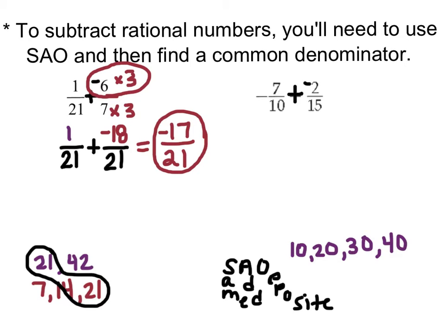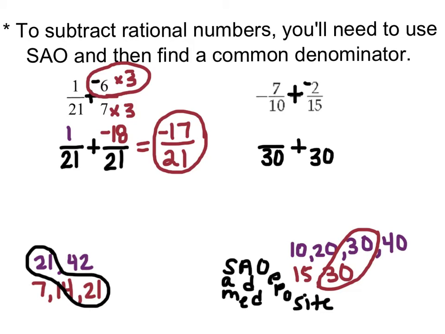And then we're also looking at multiples of 15. Looks like I can stop there because I see that I have a 30 for both the 10 and the 15. So let's set up our new fraction with our 30s in the denominators. And now we're going to go ahead and change our numerators to reflect that new denominator.